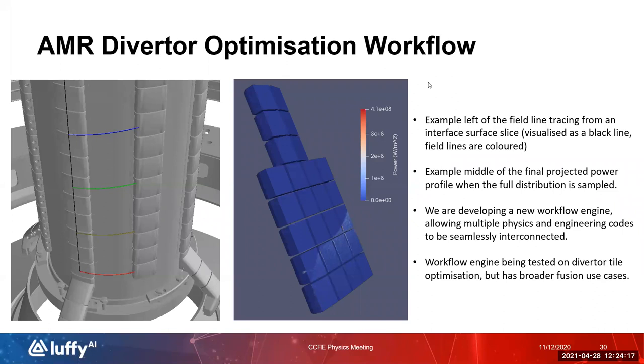Okay, let me show you now an example of a workflow that we are building for the optimization of the divertor configuration. As I told you, we are designing a new configuration of the divertor for the next shutdown. And so we are doing that by using an optimization workflow, which couples the scrape-off layer code to a code that projects the power to the structure and that's linked to the CAD design of the vessel and the targets.